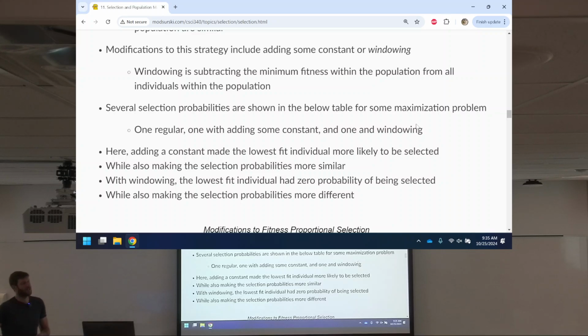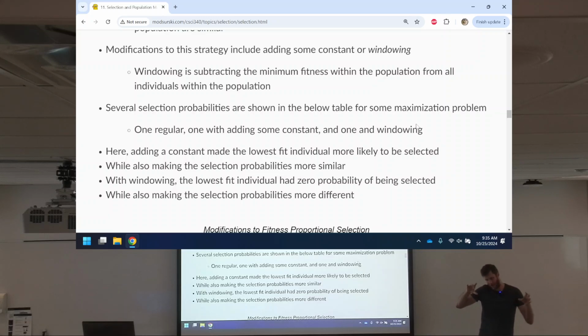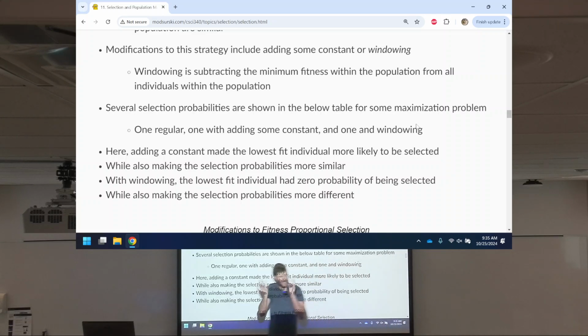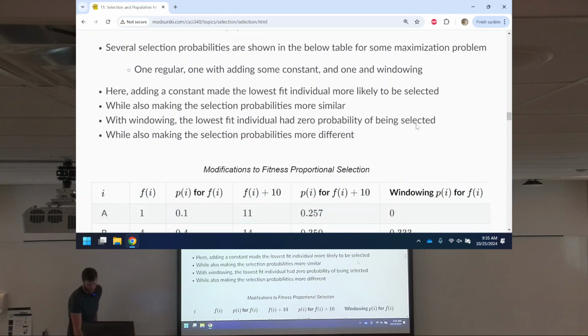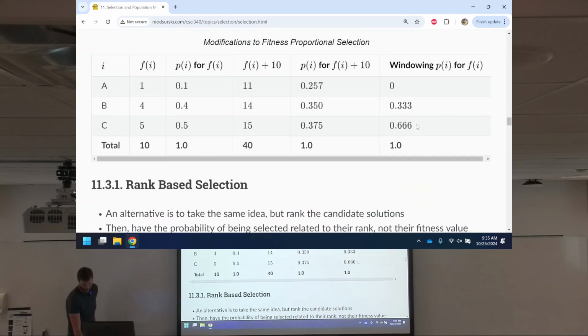Modifications of the strategy include some ways to address these issues. Something like windowing. Windowing is a subtraction. So what you do is you subtract the lowest fitness from everything. I think I've got that in the example, and you'll kind of see how it affects the fitness. So here we go.